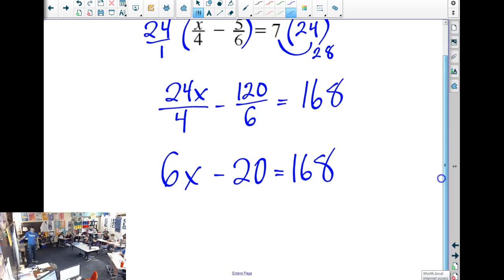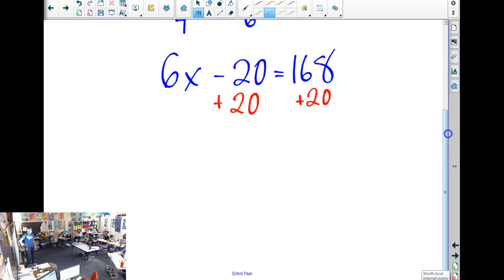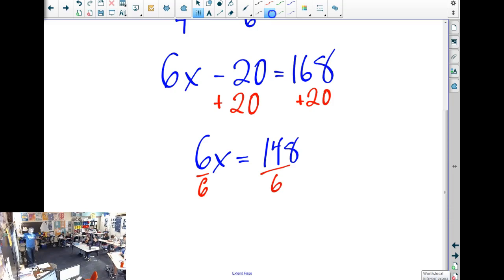Then, what would we do on both sides? Add 20. Careful, a couple of you switched those around on the mastery where we were supposed to add. Maybe you subtracted by accident. Sorry, 148. What's the last thing we need to do here? Yeah, divide by 6. 188. 188. Good catch.